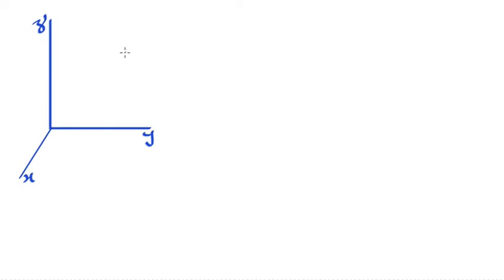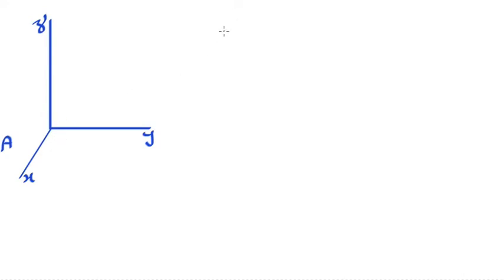We start with a coordinate system, an x-axis, y-axis and a z-axis. This has been set up by an observer. Let's call this person A. A wants to describe the world in terms of this coordinate system.